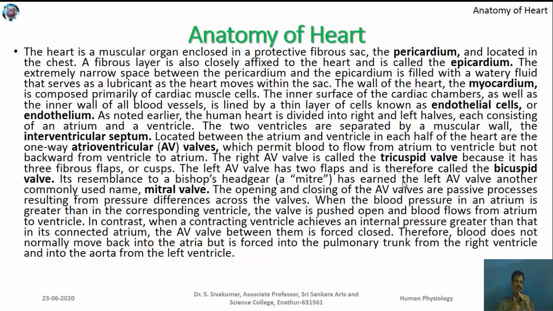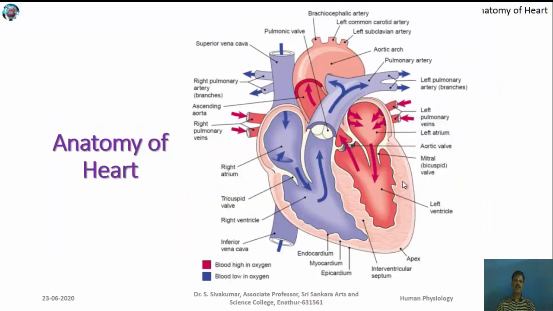Then the interior, the lumen of the heart, the empty spaces inside the chambers, is lined by another type of cell known as the endothelial cells, or the endothelium. So we have four main important components: pericardium, epicardium, myocardium, and endothelial cells. Apart from these, the heart also has different valves, and these valves are the major component which controls the flow of blood.